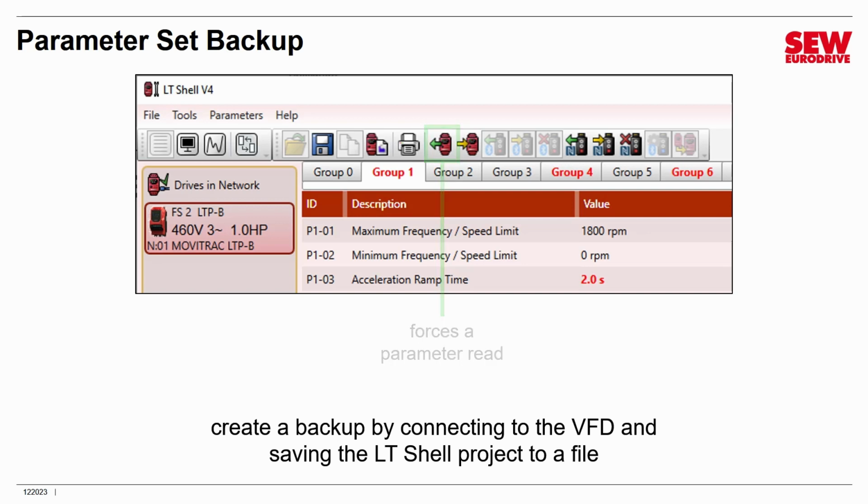Now, as soon as you've done that, the next thing to do is click the little old-fashioned floppy disk icon, and that's going to save your LT Shell project to a file. And that file is a complete backup of the entire parameter set. So put that wherever you wish on your local disk storage, and you're good to go. That's all that it takes to make a backup.